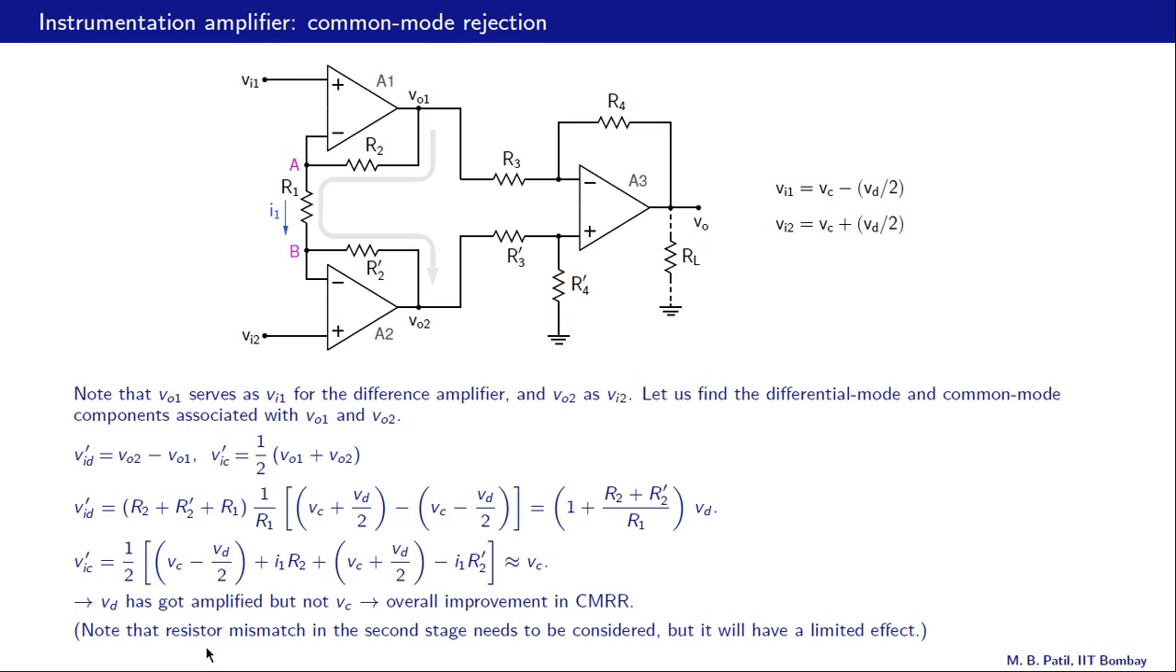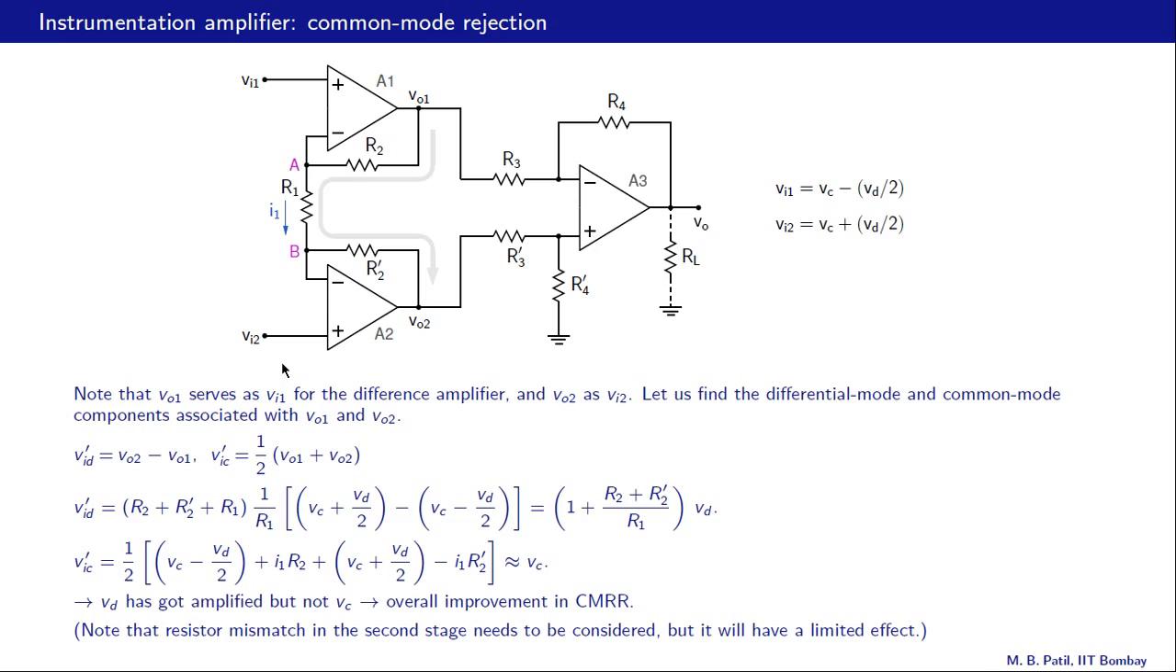In real life, of course, the resistor mismatch in the second stage needs to be considered, but it will surely have a limited effect, and let us see why. Let us compare two cases. One in which this difference amplifier gets VI1 and VI2 as inputs directly without this stage, and in that case, what is the common mode voltage it sees? It is VC. What is the differential mode input voltage it sees? It is VD. That is case 1.